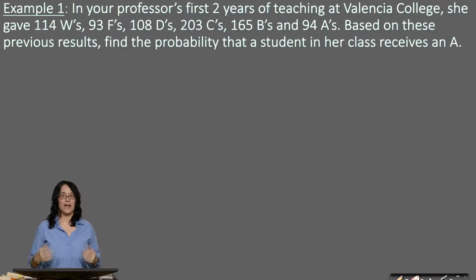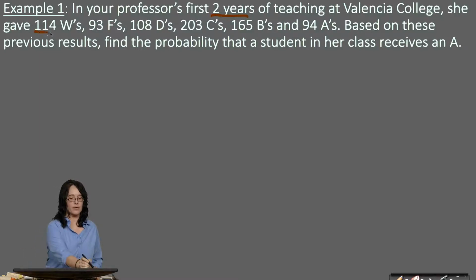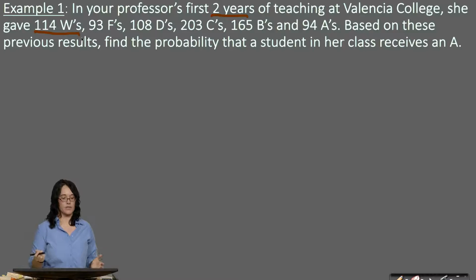So here's another real-life example. This is from your professor's actual statistics of teaching at her college. So in the first 2 years of teaching at her current college, she gave the following grades. 114 people withdrew, 93 people earned an F, 108 people earned a D, 203 people earned a C, 165 people earned a B, and 94 students earned an A.